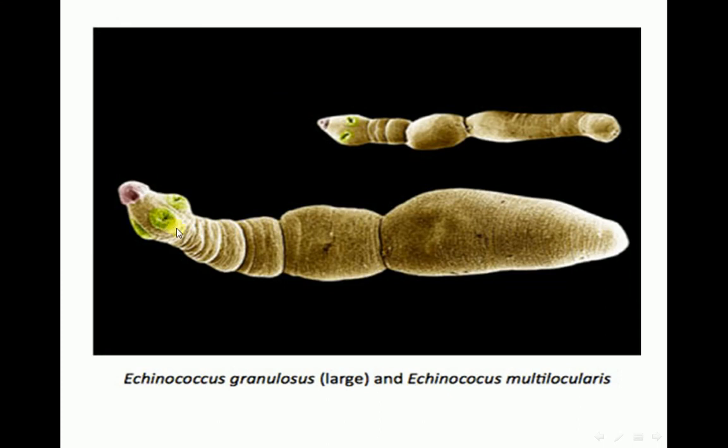Real image of parasite Echinococcus under electron microscope: Echinococcus granulosus and Echinococcus multilocularis. We can see the length of E. granulosus larger than the length of E. multilocularis.